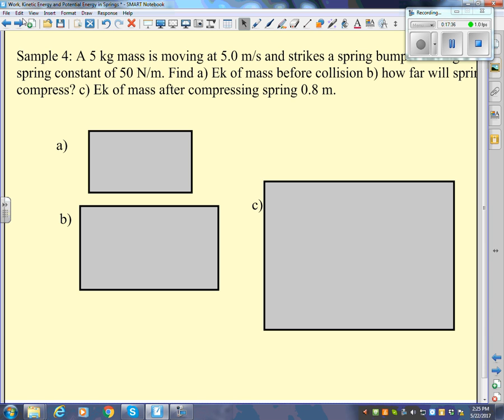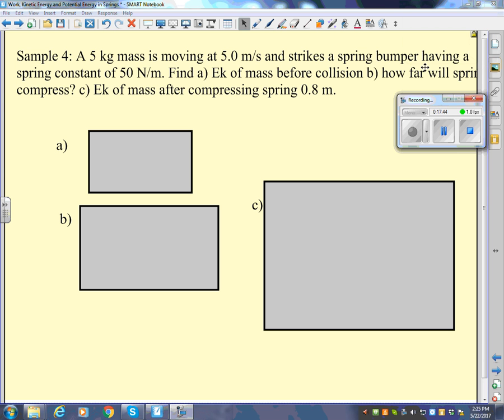Okay, so here is sample number 4, the last one. Here we have a 5 kilogram mass that's moving at 5 meters per second. It strikes a spring bumper, having a spring constant of 50 newtons per meter. So it's running into something to bounce off of. Find the kinetic energy of the mass before collision. Find out how far the spring will compress, and find the kinetic energy of the mass after compressing 0.8 meters, a part-way situation.